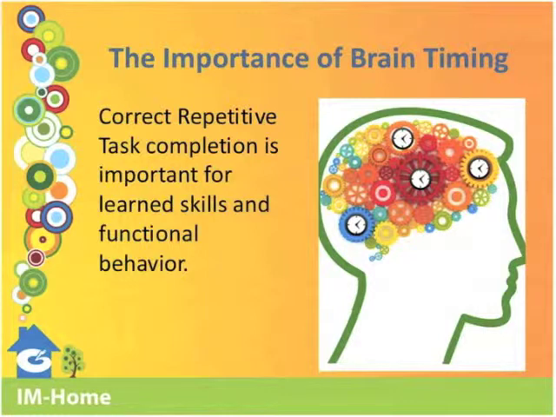Correct, repetitive task completion is important for learned skills and functional behavior. As an example, if you have a baby who is learning to crawl, that baby will practice crawling hundreds of times a day until they have mastered the skill, if they're able functionally to crawl. So we're talking about a normally developing infant. That's repetitive task completion. Until they've mastered the task, that has created now a pathway in the brain that is correct and that will now process quicker to move on to the next skill level.